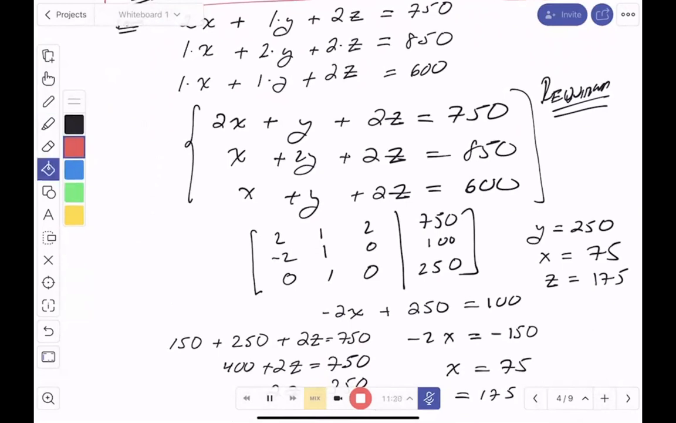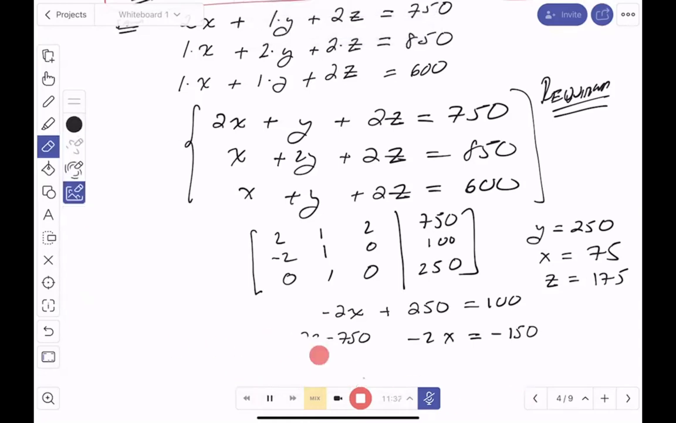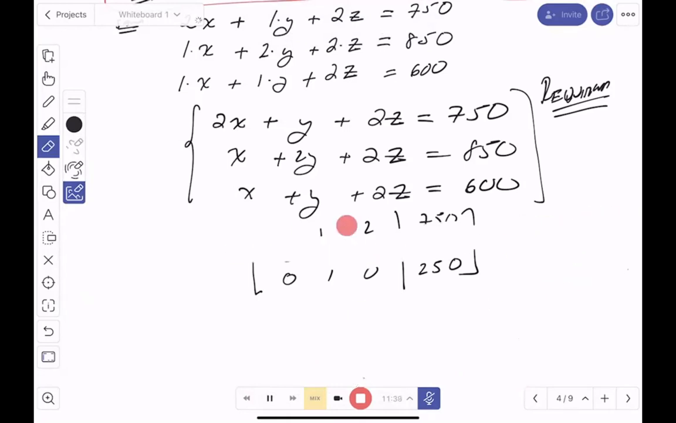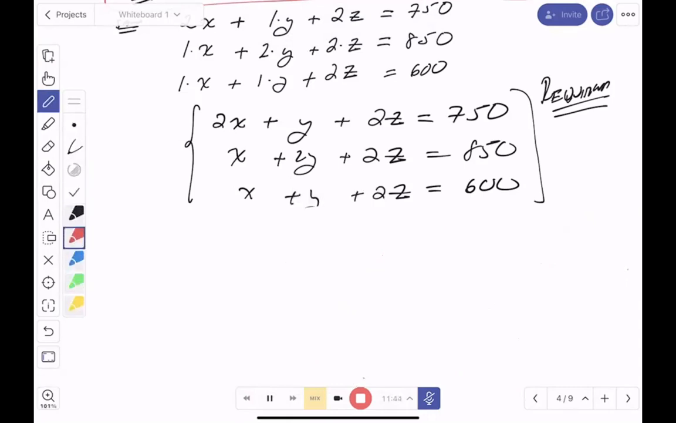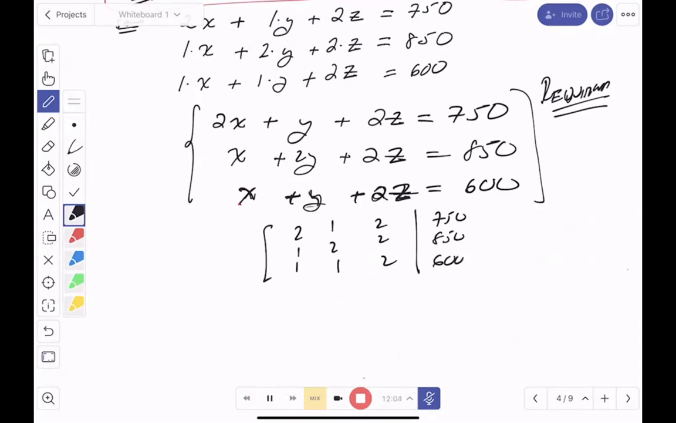Let me go back and erase. I'm going to erase a lot of stuff here. And I know I made a mistake. And it's good that I make mistakes. I'll be honest with you, the reason it's good to make a mistake is so I can go back and do it again. All right, let's put a matrix down. 2, 1, 1, 1, 2, 1, 2, 2, 2, bar, 750, 850, and 600.